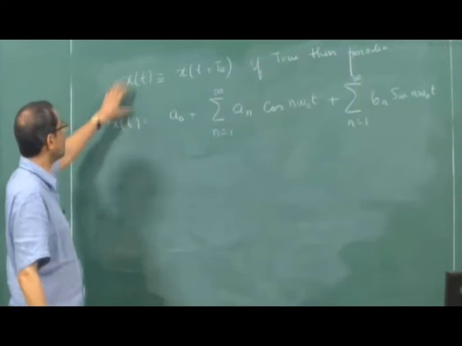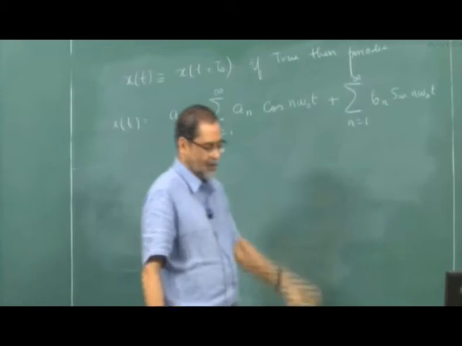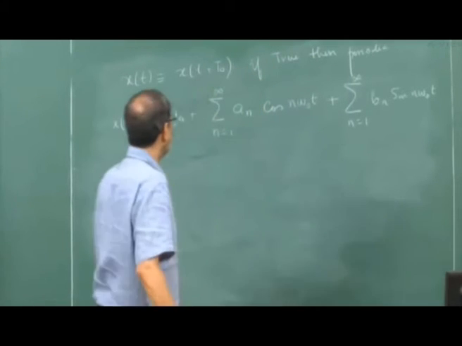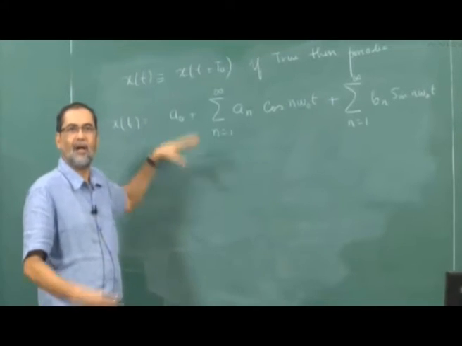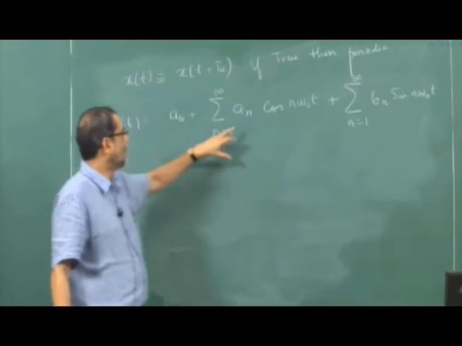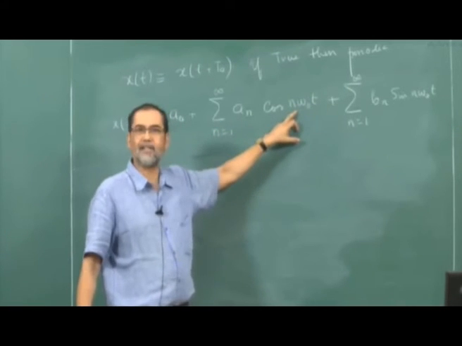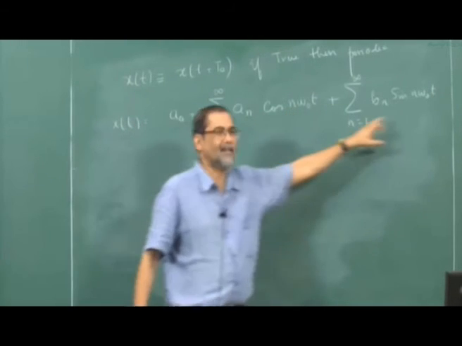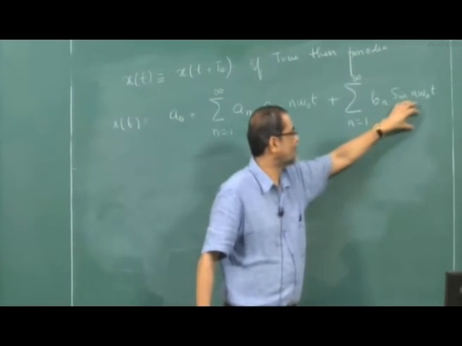We said if x of t is periodic, then x of t can be written in terms of this trigonometric series. A naught is a constant. Somebody asked me a question before, a constant function. So a naught is a constant function here. Then if n is equal to 1, I have the fundamental frequency. N equal to 2, I have the second harmonic. N equal to 3, I have the third harmonic of both cosine and sine. And the amplitude associated with cosine is an, amplitude associated with sine is bn.